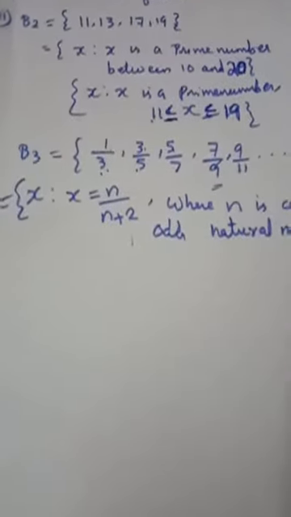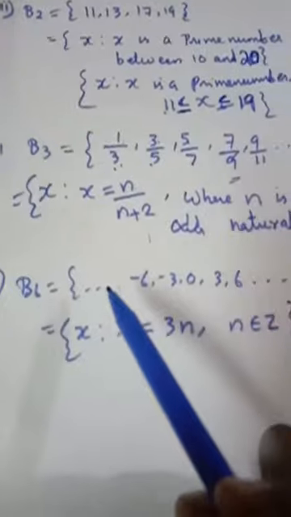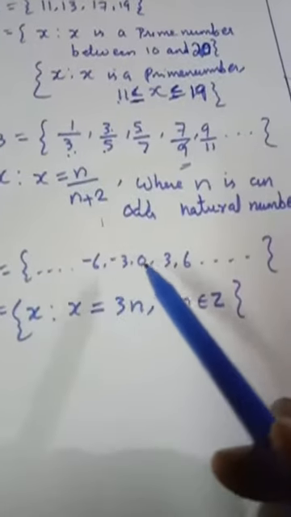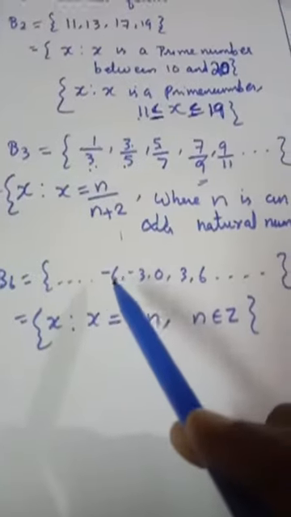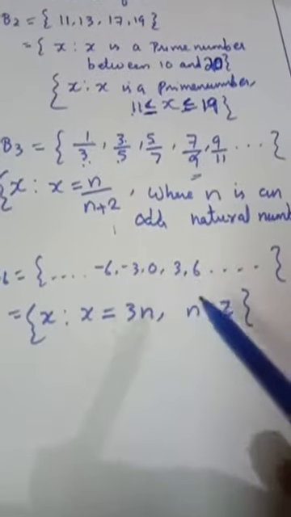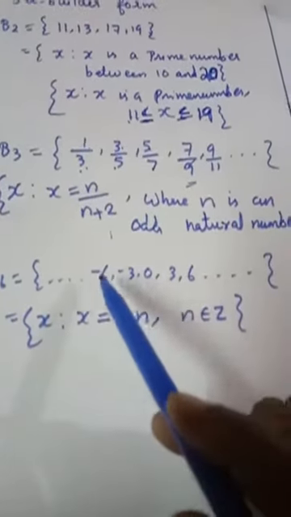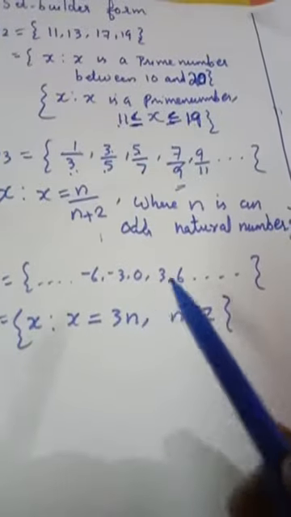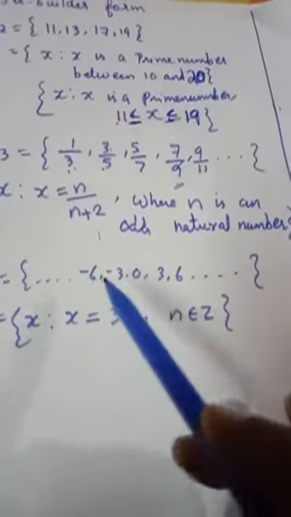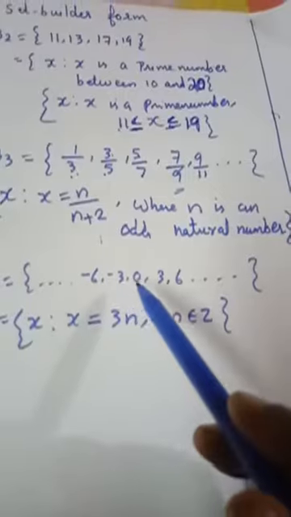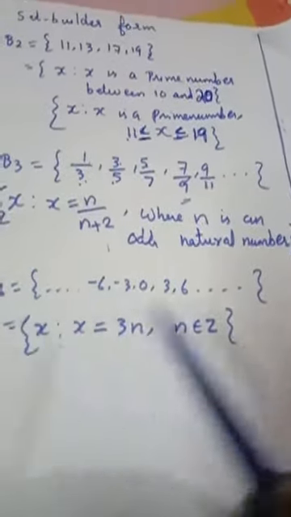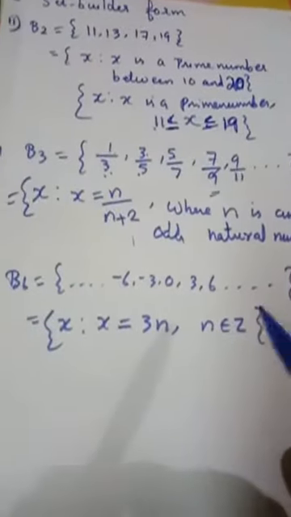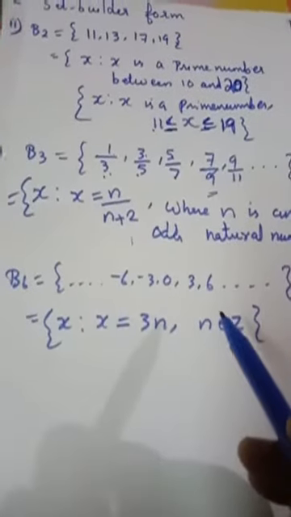Now 6th question. B6 is equal to etc., minus 6, minus 3, 0, 3, 6, etc. So how to make a rule? Here these are multiples of 3: 3, 6, then 9, etc., and to the left minus 3, minus 6, minus 9, etc., and on the right 0, 3, 6, etc.